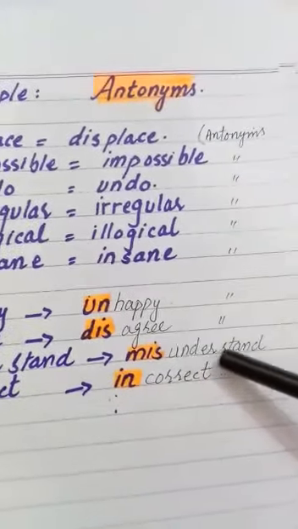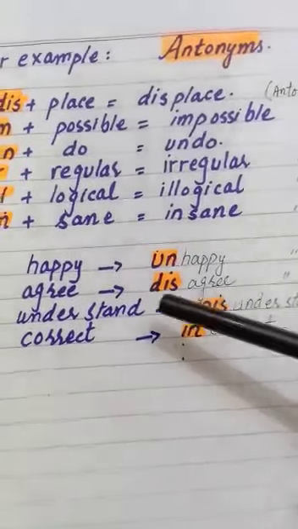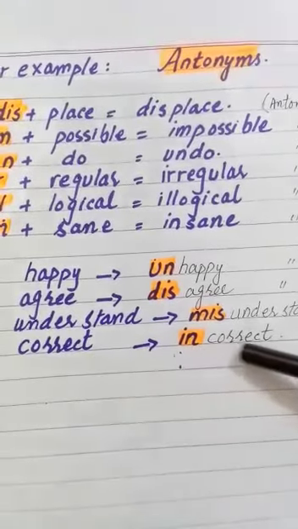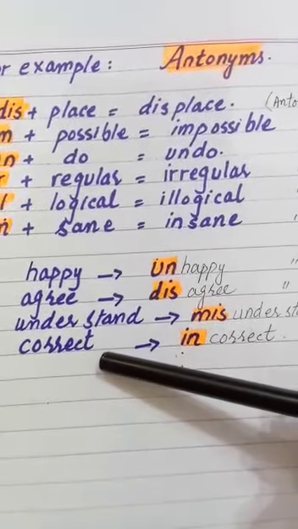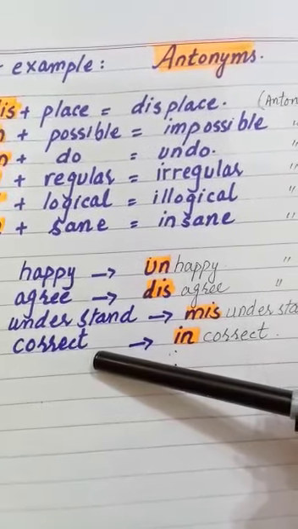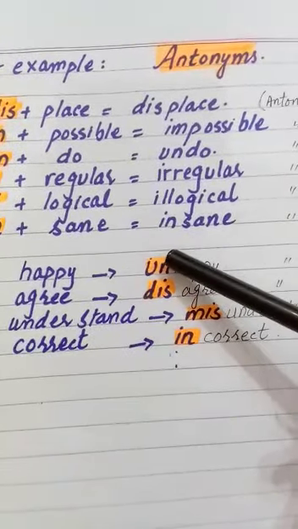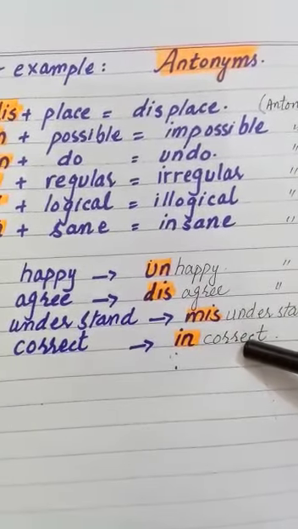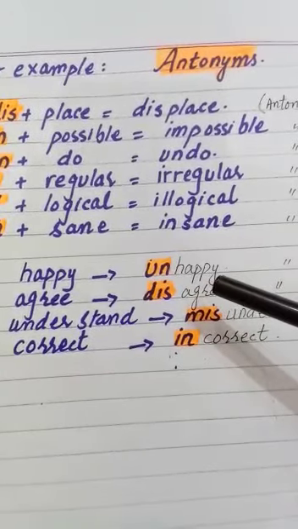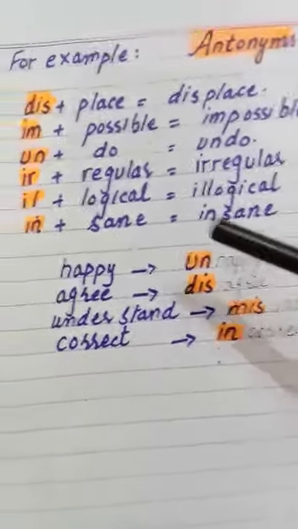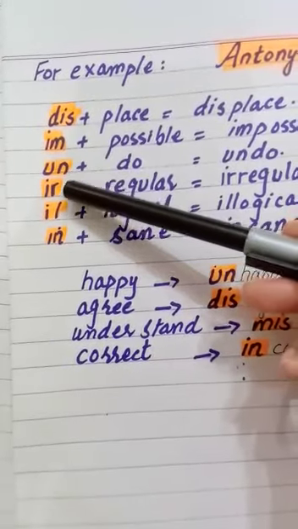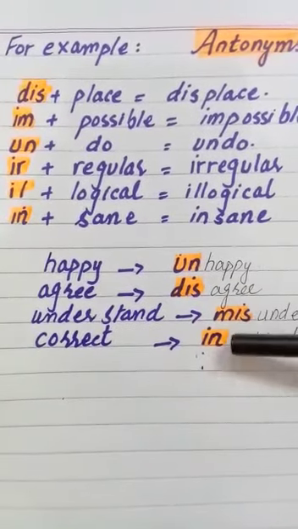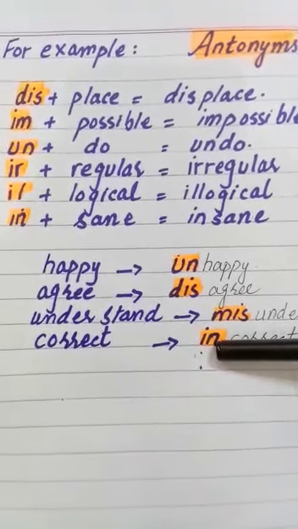Understand. Misunderstand. Misunderstand is the opposite or antonym of understand. Correct. Incorrect. Incorrect is the opposite or antonym of correct. Highlighted words, highlighted letters are called prefixes. They are basically before a word. The set of letters which is kept before a word is called a prefix. So here dis, im, un, ir, ill, in. Un, dis, mis, in. They are called prefixes.